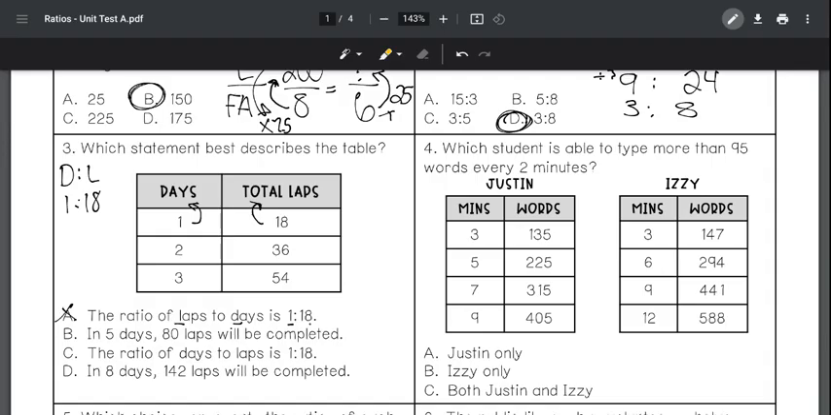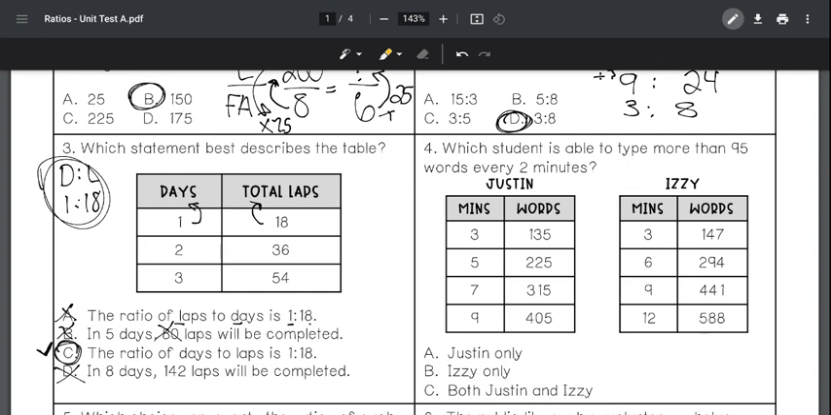B, in 5 days, 80 laps will be completed. Well, we know that every day we can do 18. So if we did 18 times 5, you don't get 80, so B is wrong. C, the ratio of days to laps is 1 to 18. Oh, look, we already figured that out. So figuring out our simplified ratio helps us get our answer. The answer is C, because if you did 8 times 18 for D, you would not get 142. D is wrong.